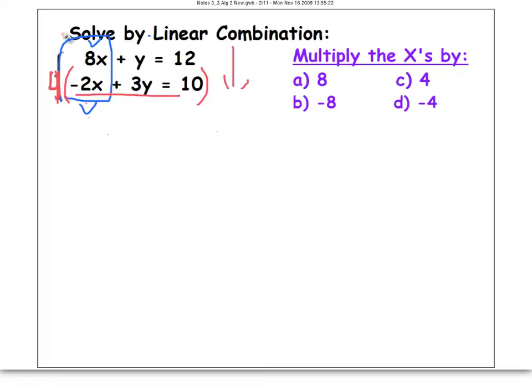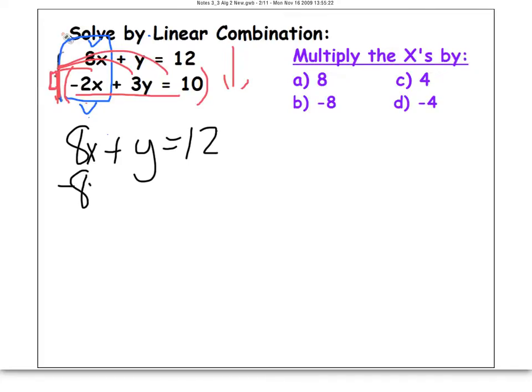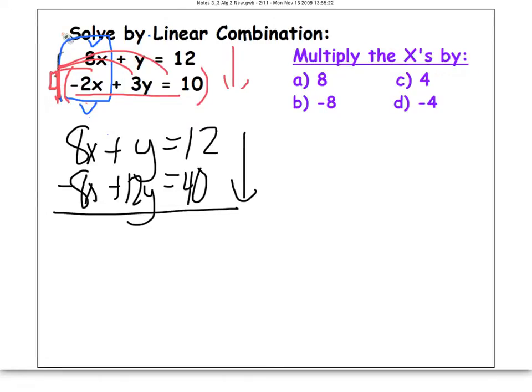So let me rewrite the top equation first. 8x plus y equals 12. Now, if I multiply the 4, it has to touch everything. So that's going to give me negative 8x. 4 times 3y is plus 12y. 4 times 10 is 40. Now, if you add down and you add your like variables, here's what happens. 8x minus 8x is 0. 1y plus 12y is 13y. 12 plus 40 is 52.